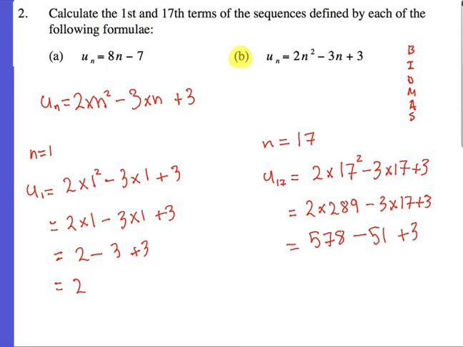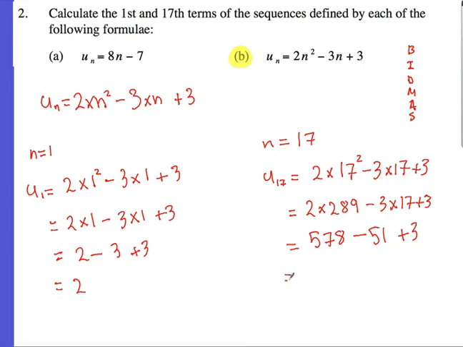Now, silly mistake number 1 made by a student in year 9 was they did 51 plus 3 is 54, then 578 take away 54. That is wrong. The sign in front of the term belongs to the term. So, this minus sign in front of 51 belongs to 51. So that is a minus 51.